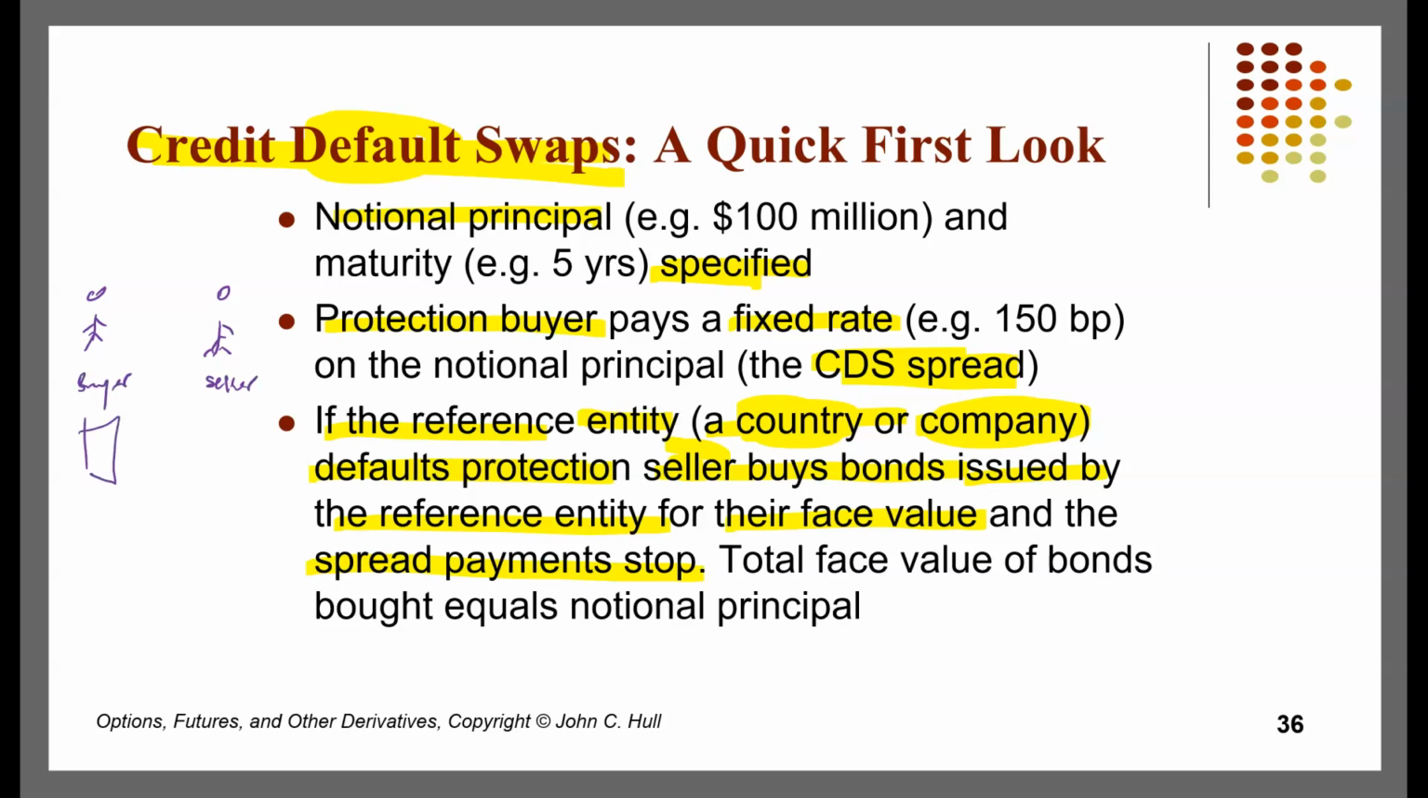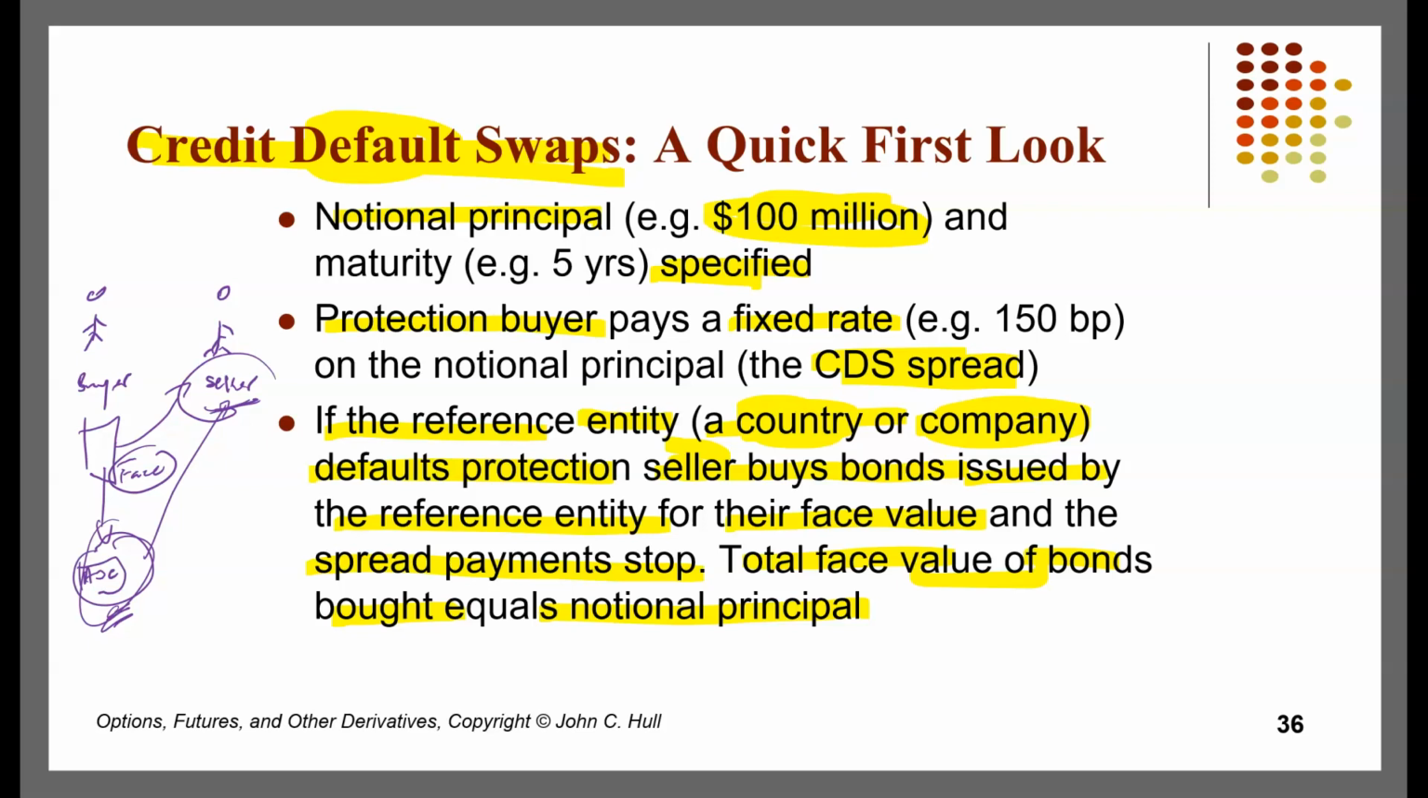And the buyer has a bond from ABC Inc. And so if ABC Inc. defaults, what the buyer is going to do is sell that bond over to the seller of the contract. That's what all of this is about. It's going to sell that bond at face value to the seller of the contract, and this seller is going to take on the loss that comes from the default of ABC Inc. The total face value of the bond bought equals the notional amount, and that notional amount is what is underlying the contract that we had earlier.